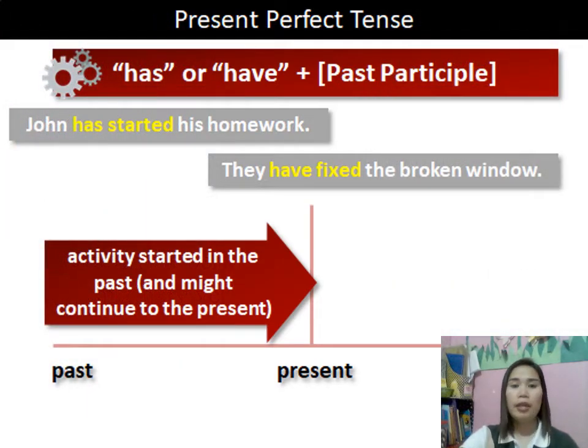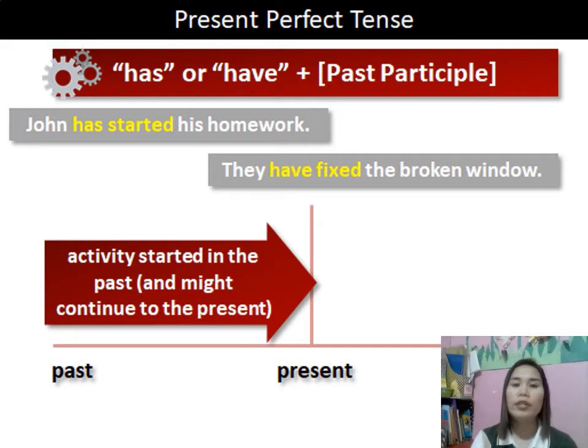Now let's study the examples below. Again, the structure is has or have plus the past participle of the verb. For example, John has started his homework. Here, has started indicates the present perfect tense of the verb. It means that the action happened in the past and is still continuing until now. So John is doing his homework until now. That is present perfect tense.